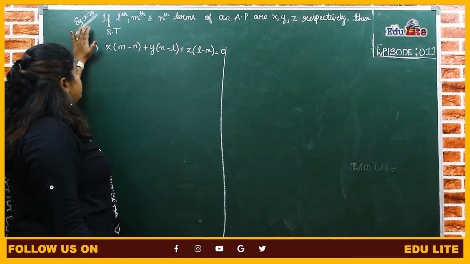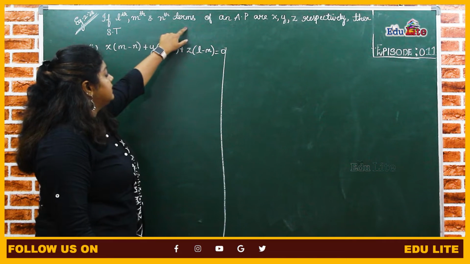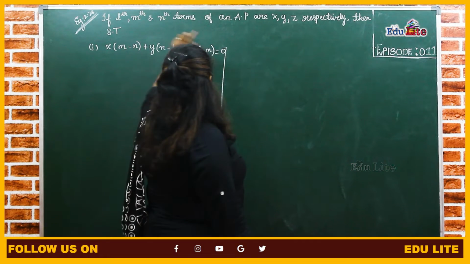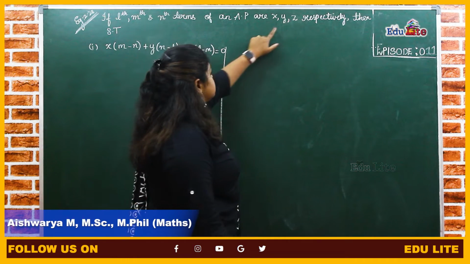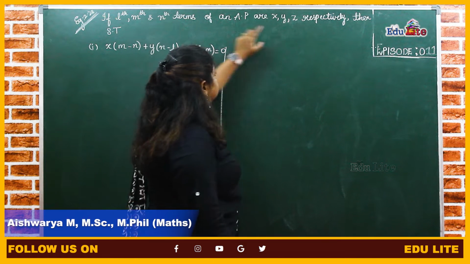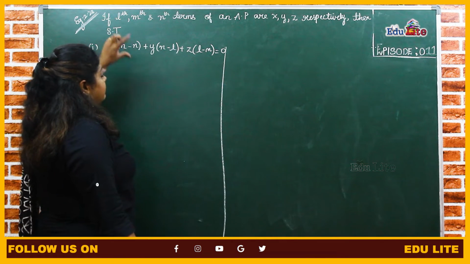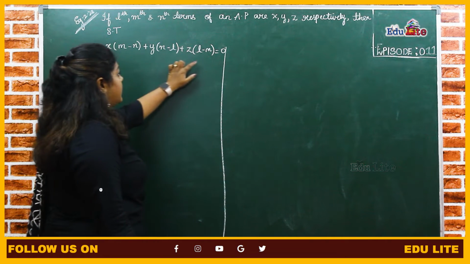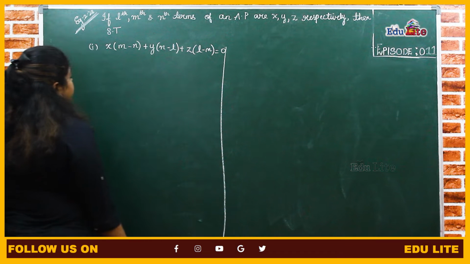In example 2.28, we are given the lth, mth and nth terms of an AP as x, y, z, which means the lth term is x, the mth term is y, the nth term is z. Then what we have to show has two subdivisions. We will do them one by one. The first subdivision given is this. The left hand side equals the right hand side is what we have to prove.